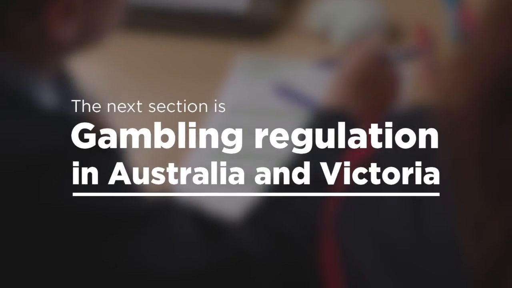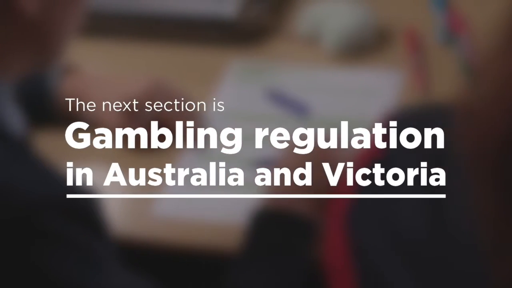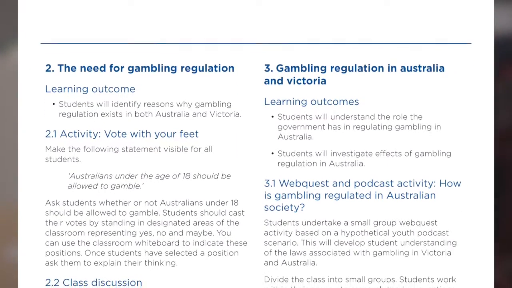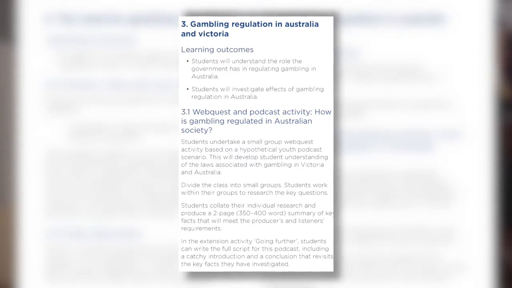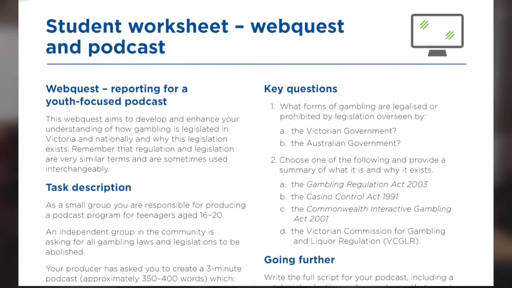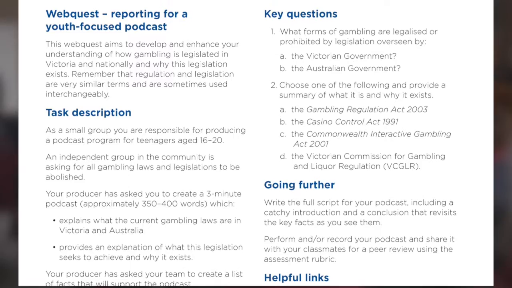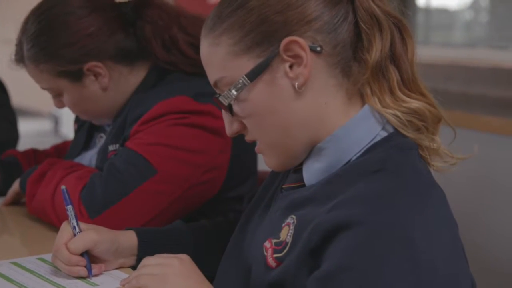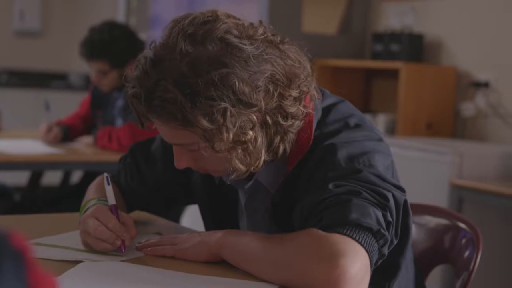This next section can be spaced out over a few lessons, depending on how much time you have available and your students' needs. Here, students will complete a web quest to learn more about gambling regulation in Victoria and Australia. They'll use this knowledge to create a list of facts that can be included in a podcast for young people aged 16 to 20. You can modify this task by asking students to write out the full script for the podcast or make a recording to share with classmates.